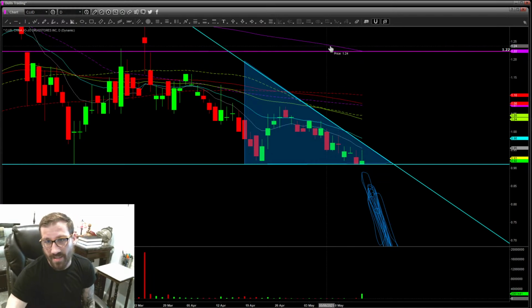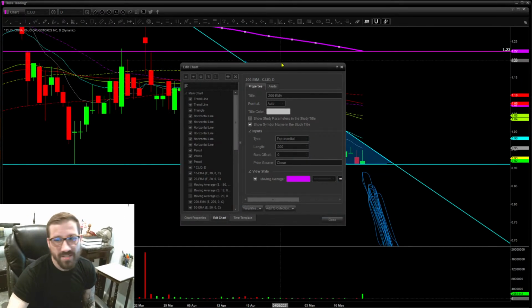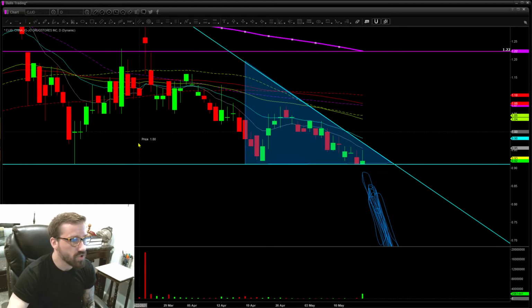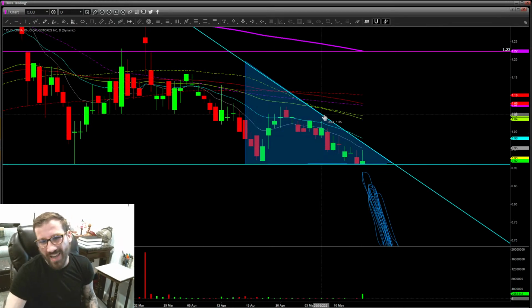So this is, again, this pink line right here, I'm going to make that a little bit thicker so we could pay a little bit more attention to it. But that's going to be our biggest deal in terms of price action, in terms of daily indicators, right? 200 exponential. So that's really how I would play this.